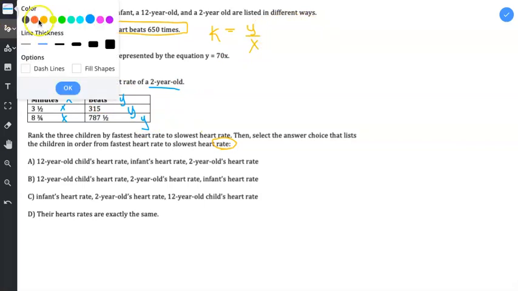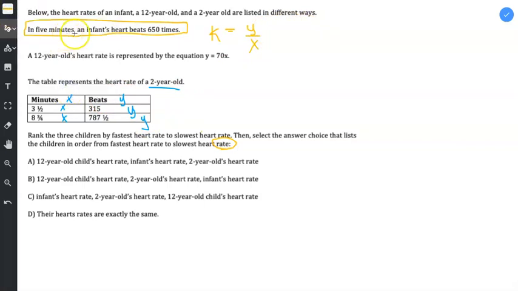So I'm going to go back to the color I'm using for the infant, and I'm going to type the beats in the numerator. The infant's heart beats 650 times. So 650 beats goes in the numerator. And then I use per for the fraction bar. And in the denominator, it's going to be x, so it should be minutes. So it will be 5 minutes. And then I'll draw a fraction bar in between. Now this is a rate. It's not a unit rate until we divide.